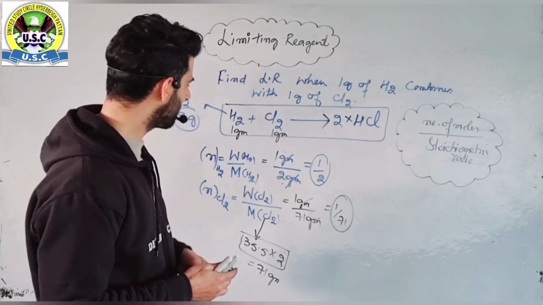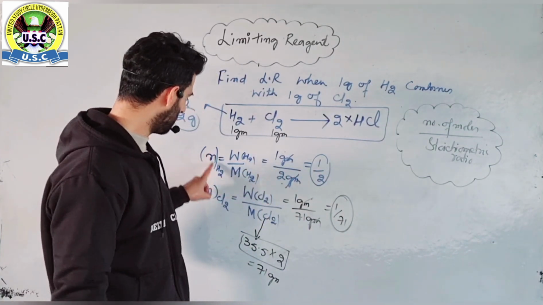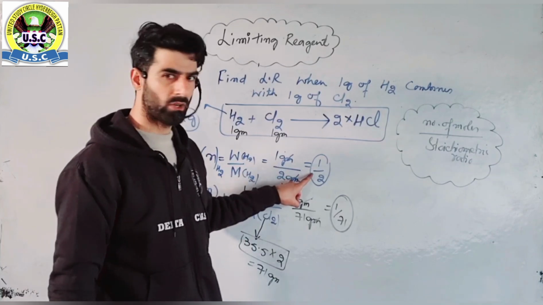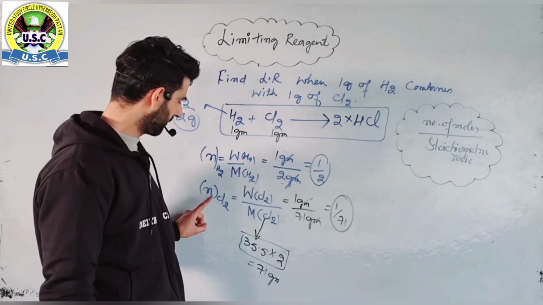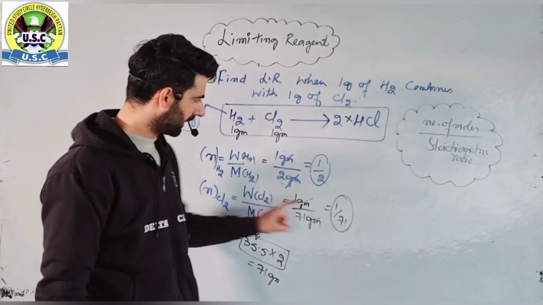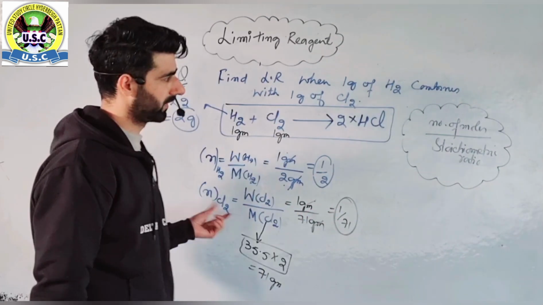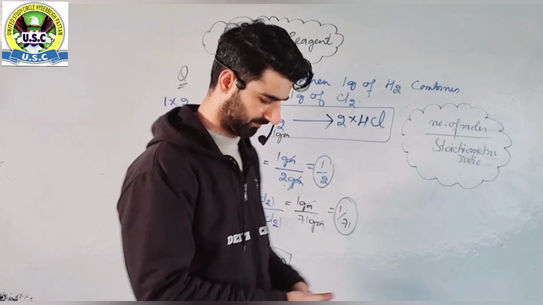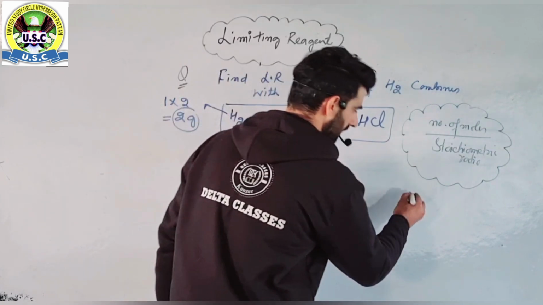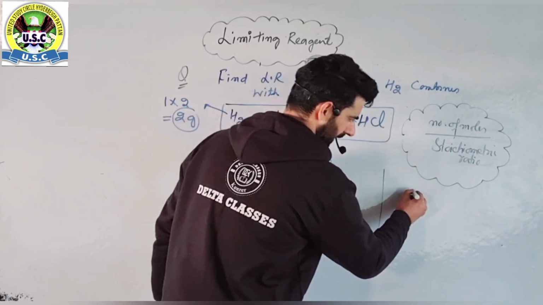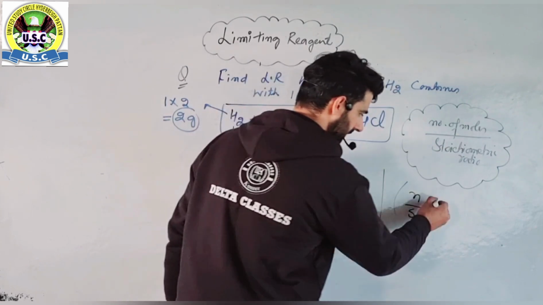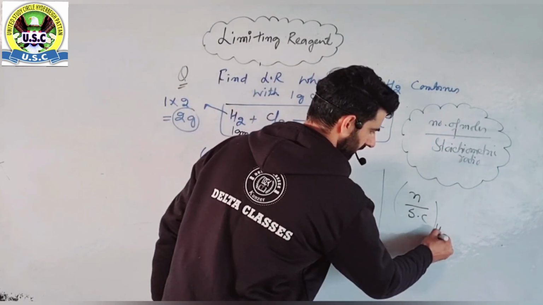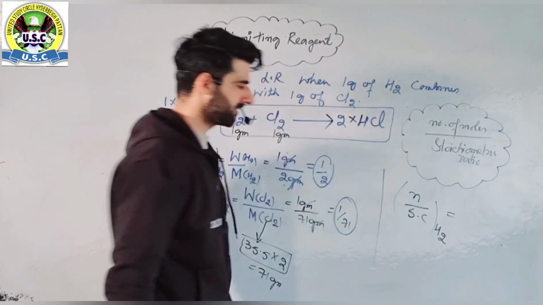Now, see here. The number of moles of H2 is equal to 1 by 2, and the number of moles of the chlorine molecule is equal to 1 by 71. Now, go for this formula: the number of moles divided by the stoichiometric coefficient of H2.